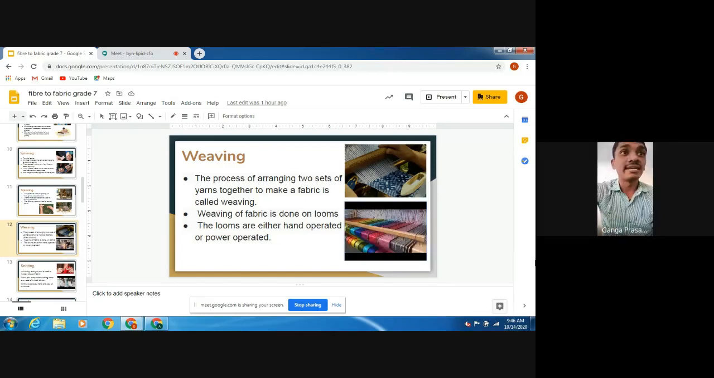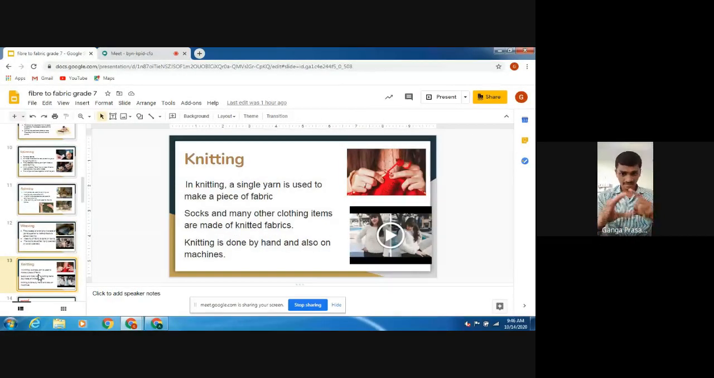Clear? Next, knitting. It is the last concept in this 6th class concept. Knitting is when a single yarn is used to make a piece of fabric. What is knitting? A single yarn used to make a piece of fabric. If you observe your sweaters, mufflers, socks, and the designs your parents make with the help of wool, those are all fabrics made by a single yarn.